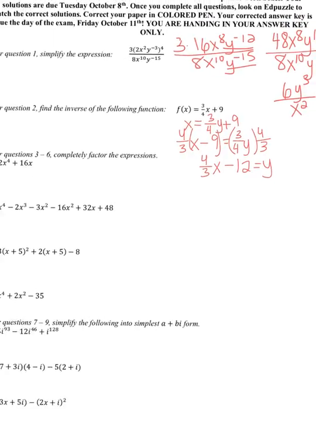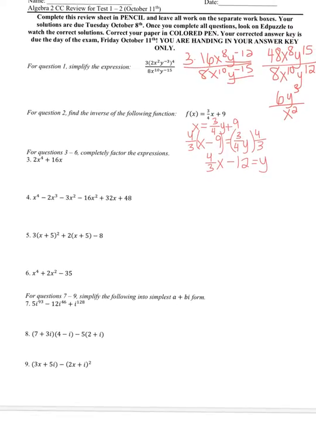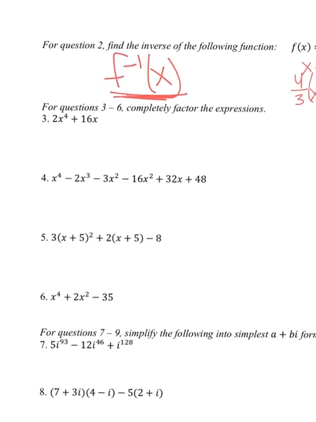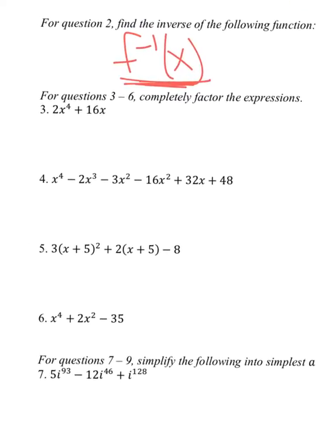Now, the question doesn't say to find this notation, so technically this could be an okay answer, okay? Or you could write it this way. If it says to find this, then your answer has to say the correct notation equals, and then it would be 4 over 3x minus 12. Numbers 3 through 6 want you to factor. Not to solve, just to factor, okay?